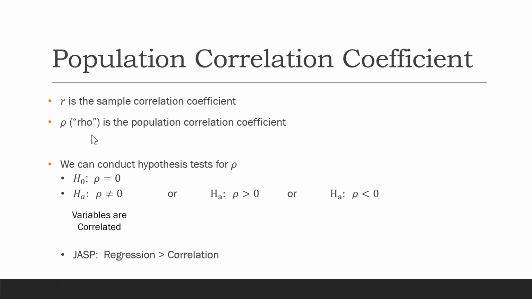If we want to know if they're positively correlated, we can use that second alternative hypothesis. And if we want to know if our variables are negatively correlated, we can use that third alternative hypothesis. All right. In JASP, we're going to use the regression tool, and there's a correlation module or menu within that regression module in JASP.